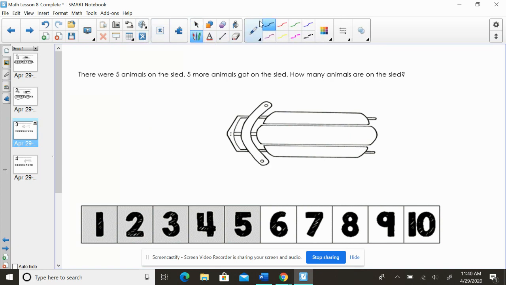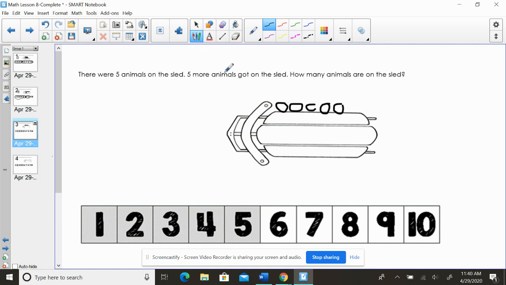All right, let's see if Miss Wicks can do it correctly, and let's see if ours matches. So there were 5 animals on the sled. So I'm going to draw 5 circles. 1, 2, 3, 4, 5.